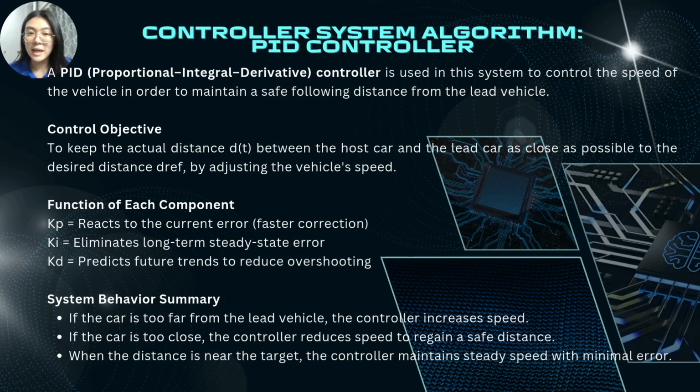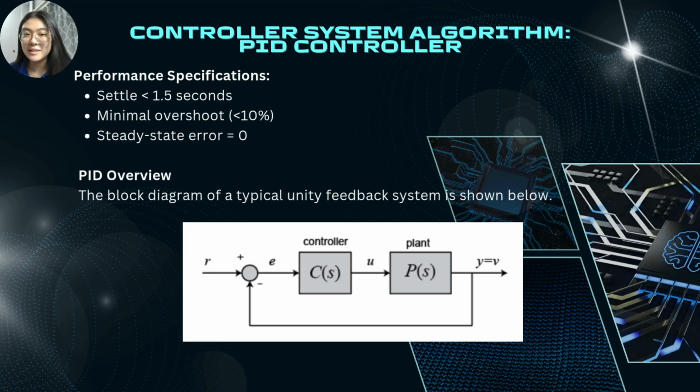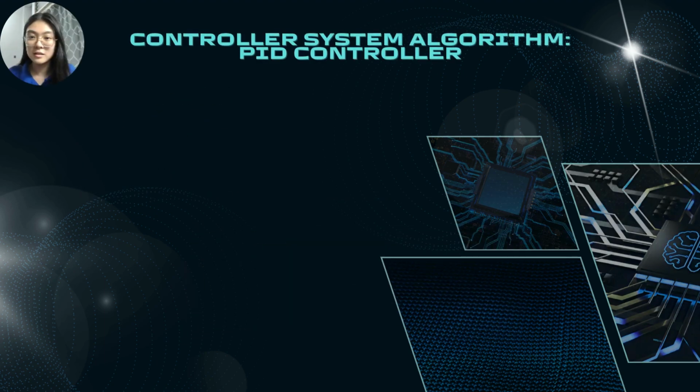A PID controller helps solve three problems. The first one is the proportional Kp, which is used to correct the error based on the current difference. The second one is integral Ki, which is used to eliminate the steady-state error over time. And the last one is the derivative Kd, which is used to predict the future trend and smooth the response. And our performance specification will be settling time less than 1.5 seconds, overshoot under 10%, and steady-state error of 0.